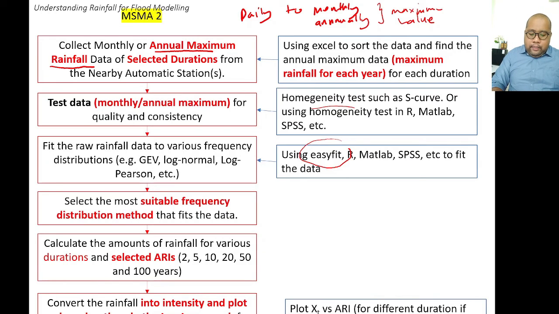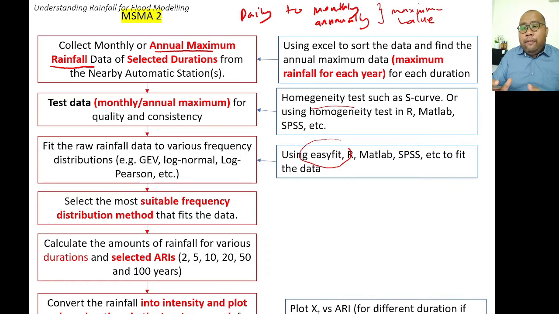And then after you calculate the amount, you can convert the rainfall to the intensity and you can plot it onto the log graph for the selected ARI. So this is the step on how we estimate the rainfall intensity by your own.